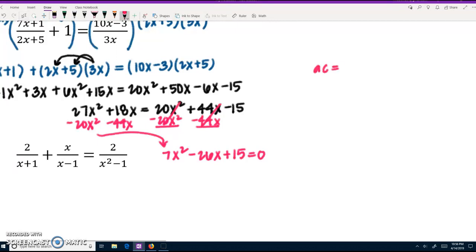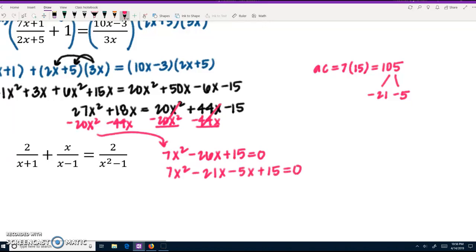If I multiply a times c here, I'll have 7 times 15, which is 105. So I'm looking for factors of 105 that will add together to make negative 26. The two that are going to work are negative 21 and negative 5. So I'm going to break apart this center piece to be 7x squared minus 21x minus 5x plus 15, and I'll set that equal to 0.